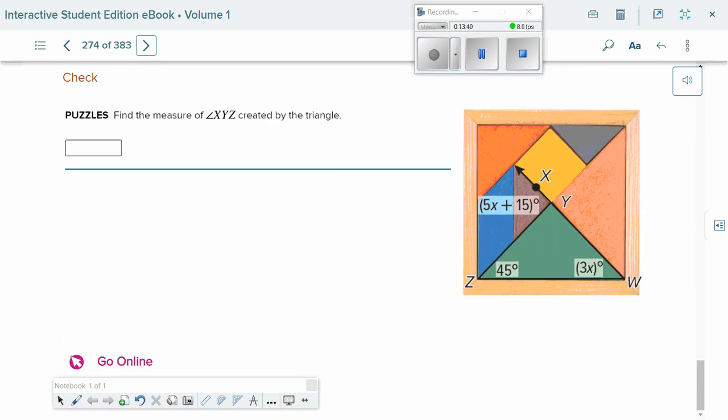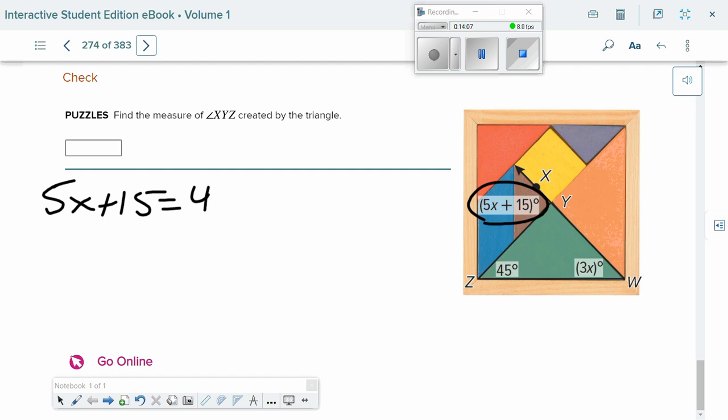Okay, taking a look at this puzzle picture here. If you take a look at this 5x plus 15, that's an exterior angle of the green triangle. So if it's outside of it, it's an exterior angle, and 45 and 3x are interiors. I should also be able to take those and set them equal to the sum of the interior angles.